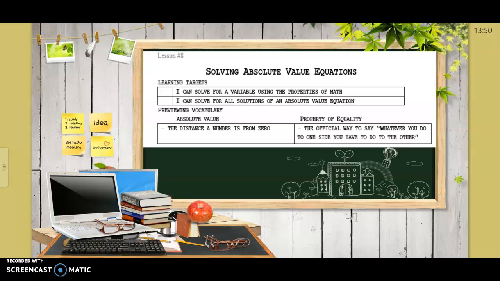What's so different about that? Solutions is plural, so yes, there might be more than one answer for these questions, which makes it a little different. Some vocab that we need to remember.